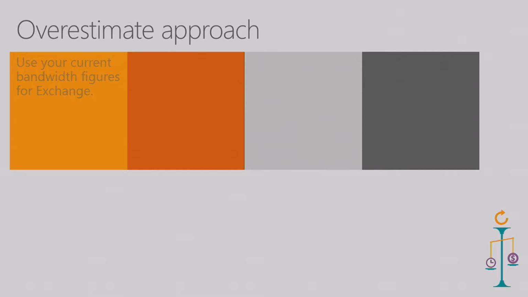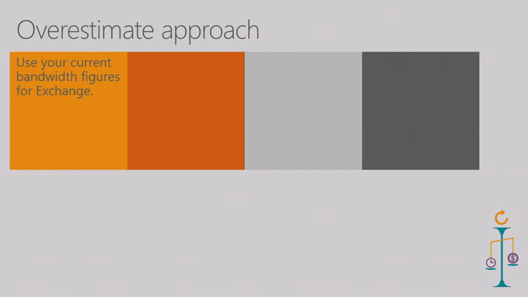A little more accurate than that. Take your current budget. Take your current bandwidth figures. If Exchange is in your on-prem environment, you've got NetFlow. If you don't have NetFlow, you've got a switch, run top. You can use Perfmon on Exchange. Take a look at your client.